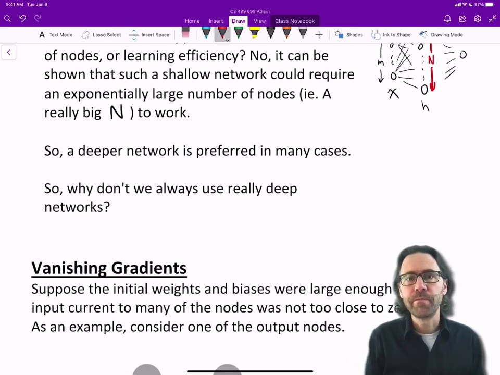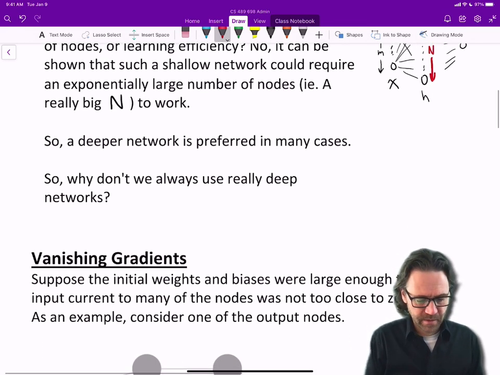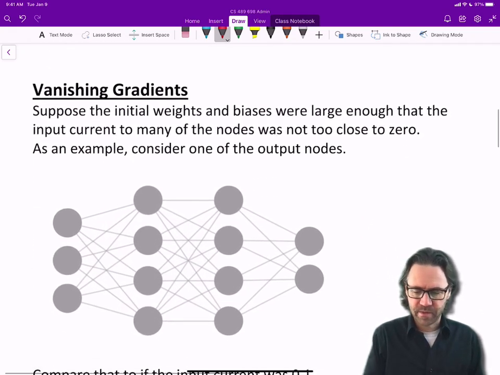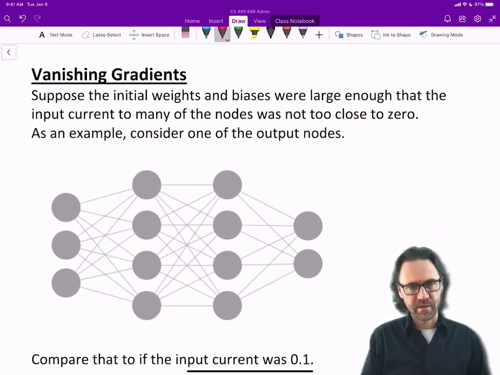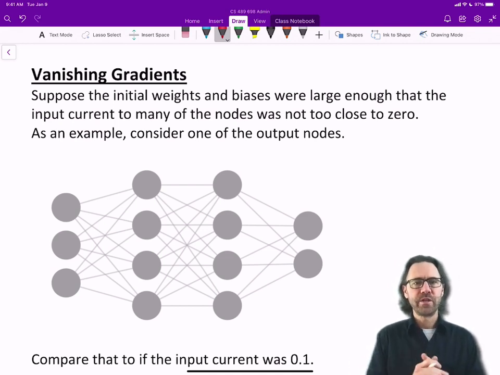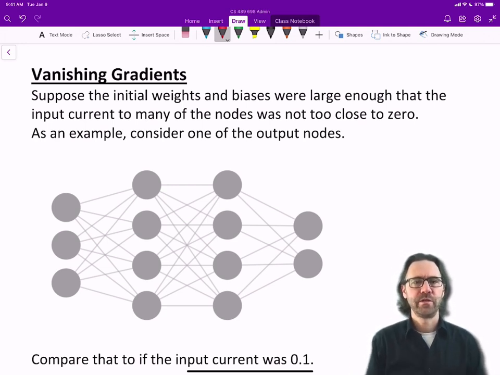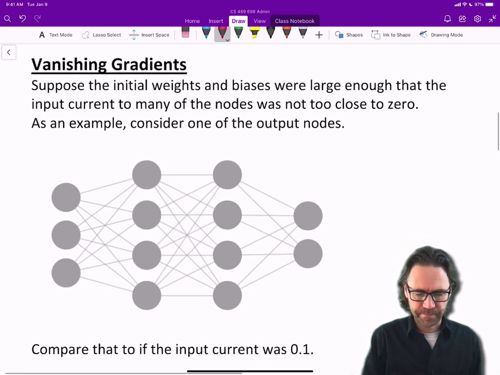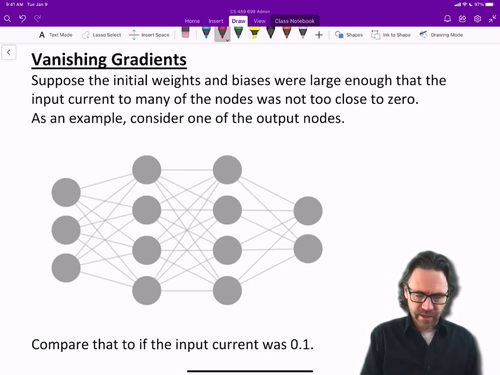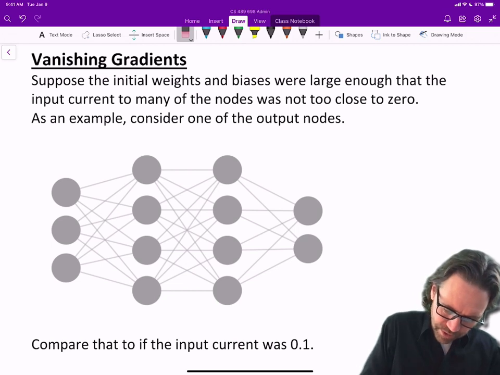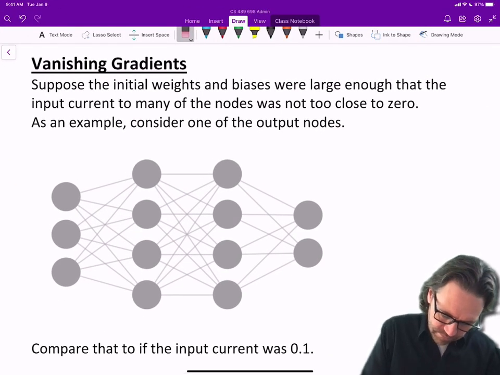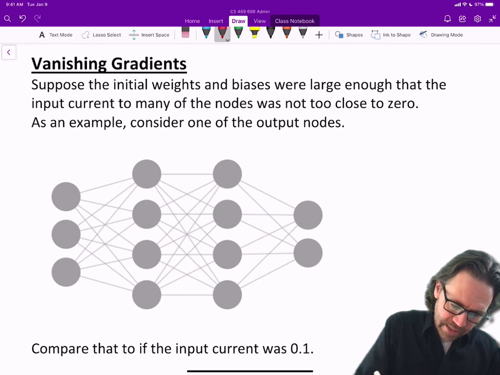Maybe the deeper you go, the better it'll be. So let me introduce one problem. It's a very famous problem, the vanishing gradients problem. Suppose the initial weights and biases in your network were large enough that the input current to many of the nodes was not too close to zero. As an example, consider one of the output nodes in this neural network. So let's say that this particular output here, jumping around.